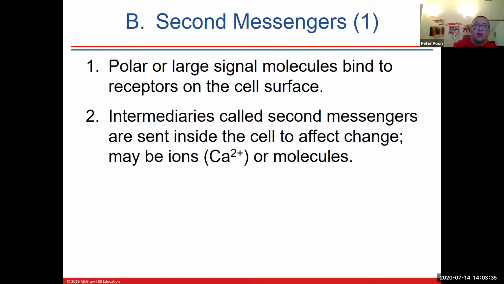So the large signals bind on receptors on the cell surface. From the cell surface, you need to go into the cell interior, and those are the secondary messengers. Secondary messengers are going to be small little things like calcium or cyclic AMP, but they have to be small and they have to be able to move quickly through the cytoplasm of the cell.